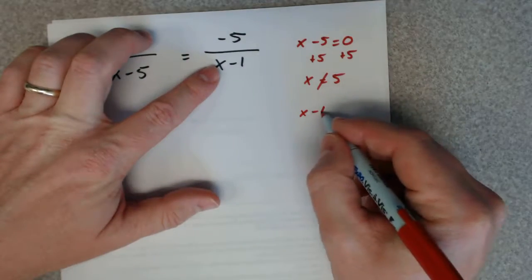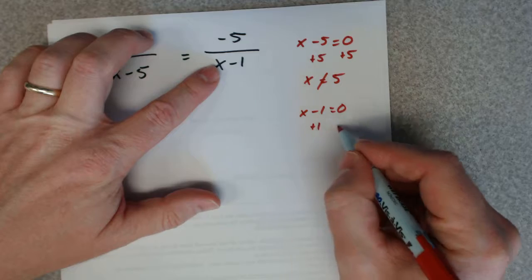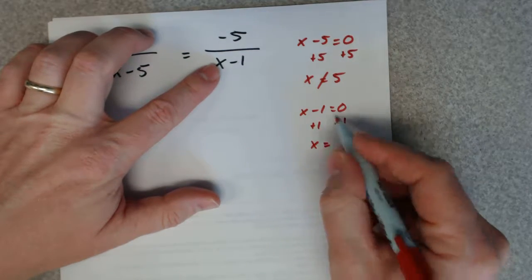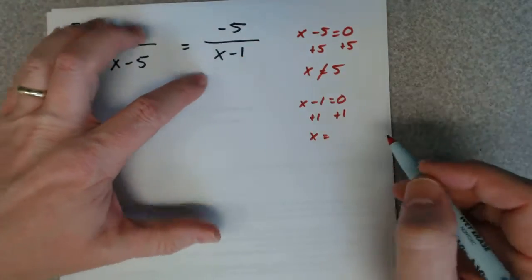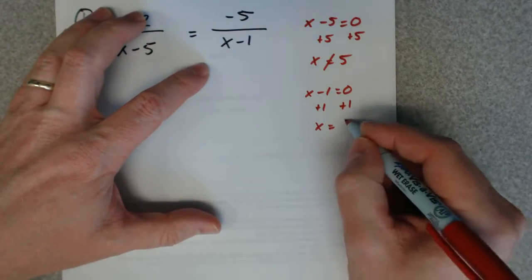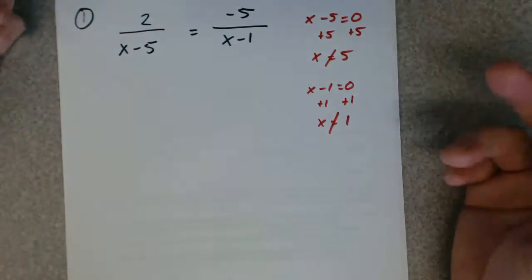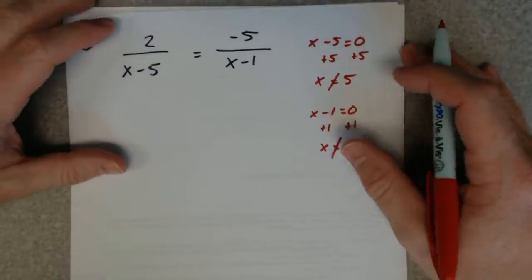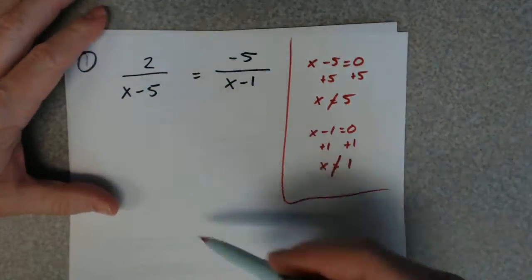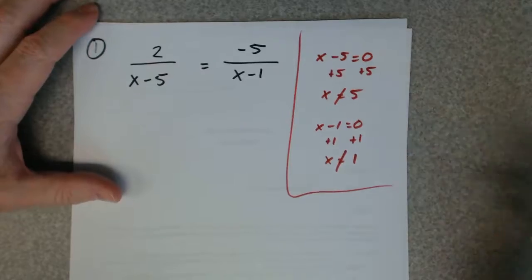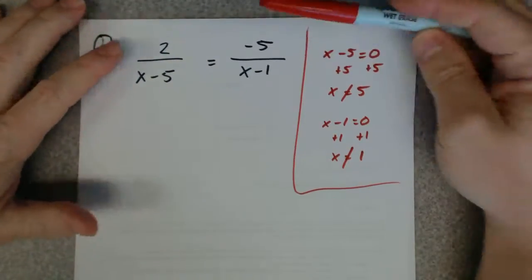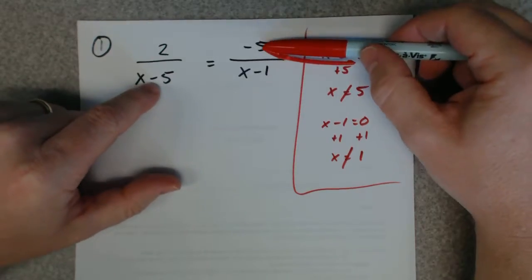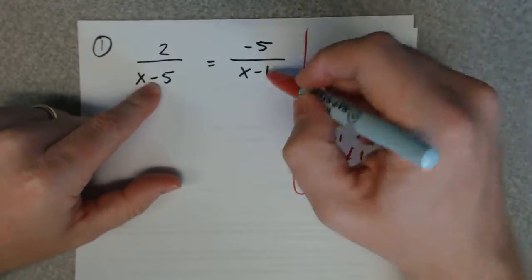And over here, you might be able to look at this and not have to do this part, this little set equals 0. But if you look at it and can't figure it out, you always set the bottom equal to 0. It tells you what the value can't be. Can't be 1. So at least I know that much. And if I do a bunch of work and I get one of those two values, then there's no solution.